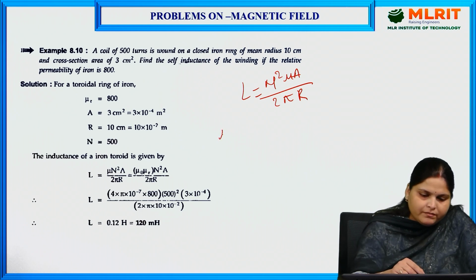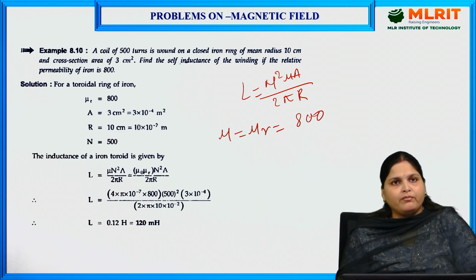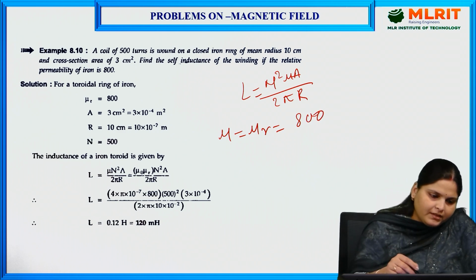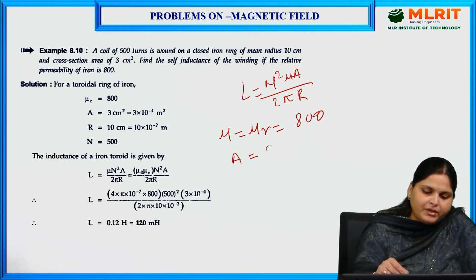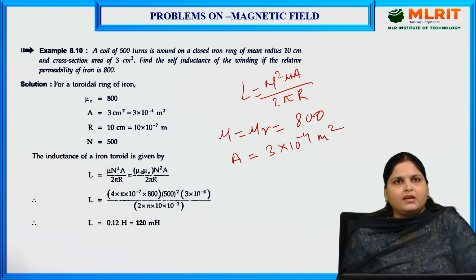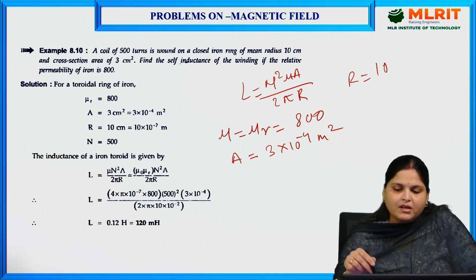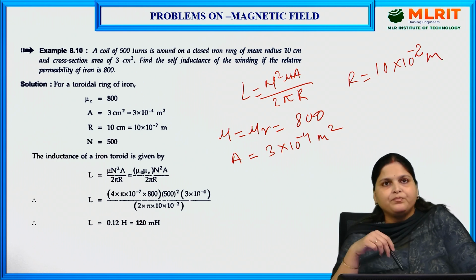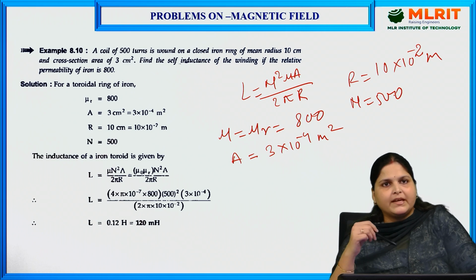where we will take mu as mu naught mu r, because it is given in the question that the relative permeability of the material is 800. Then A is given as 3 centimeter square. We need to write it in meters, so 3 into 10 to the power minus 4 meter square. Next, the mean radius is given as 10 centimeter. Again we have to write it in meters, so it will become 10 into 10 to the power minus 2 meter. And the number of turns is given as 500. We will take it as it is.